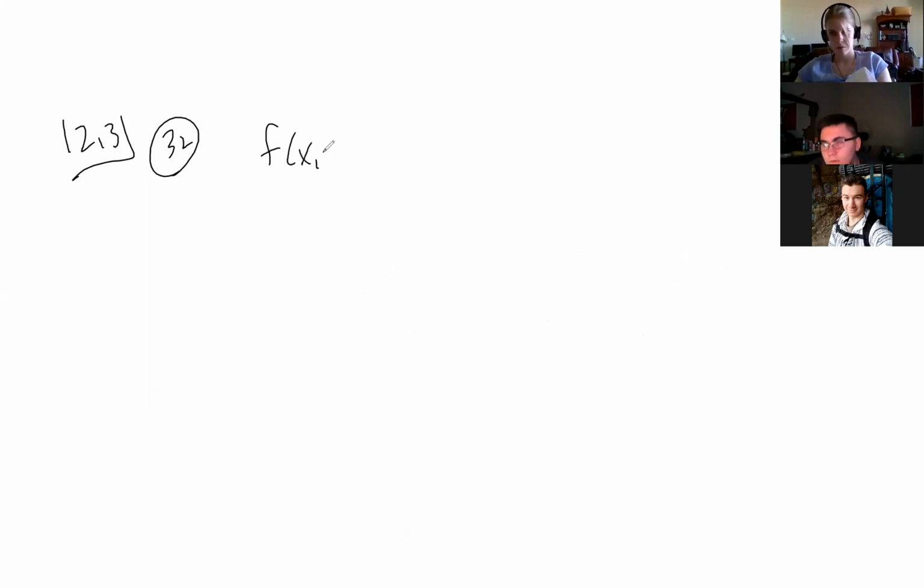All right, so now we've got a function that has 3 independent variables, and so it's like a 4D kind of thing.